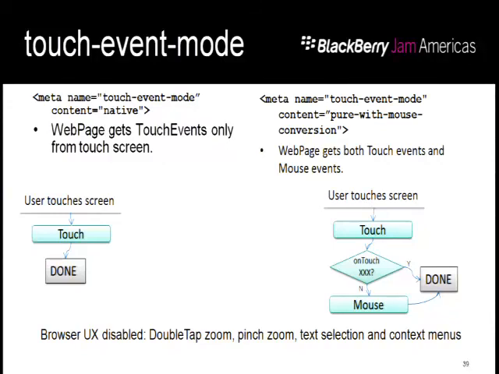It also disables double tap zoom. This was on the PlayBook, but was it on BB7 as well? Yes, so this has been since BlackBerry 6, actually. Okay. So if you're building a touch application, you really want to take control here, you want to do that.